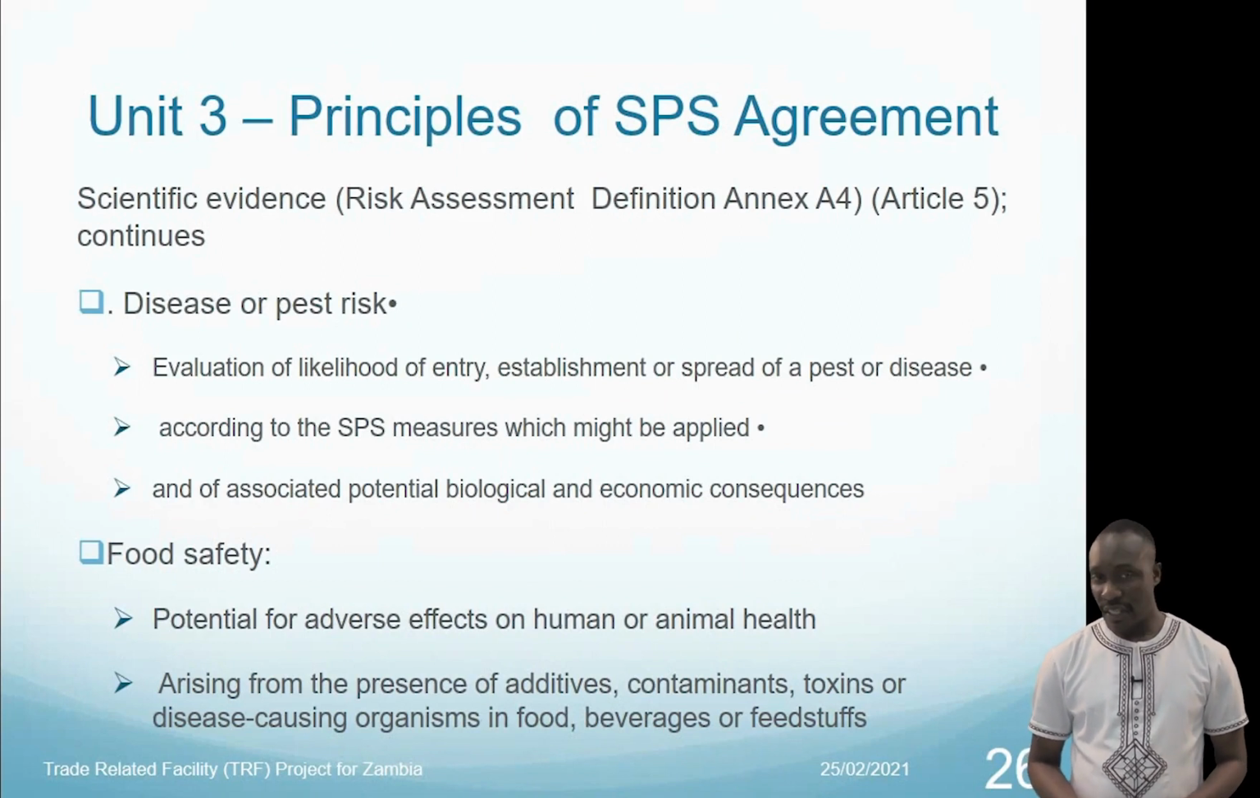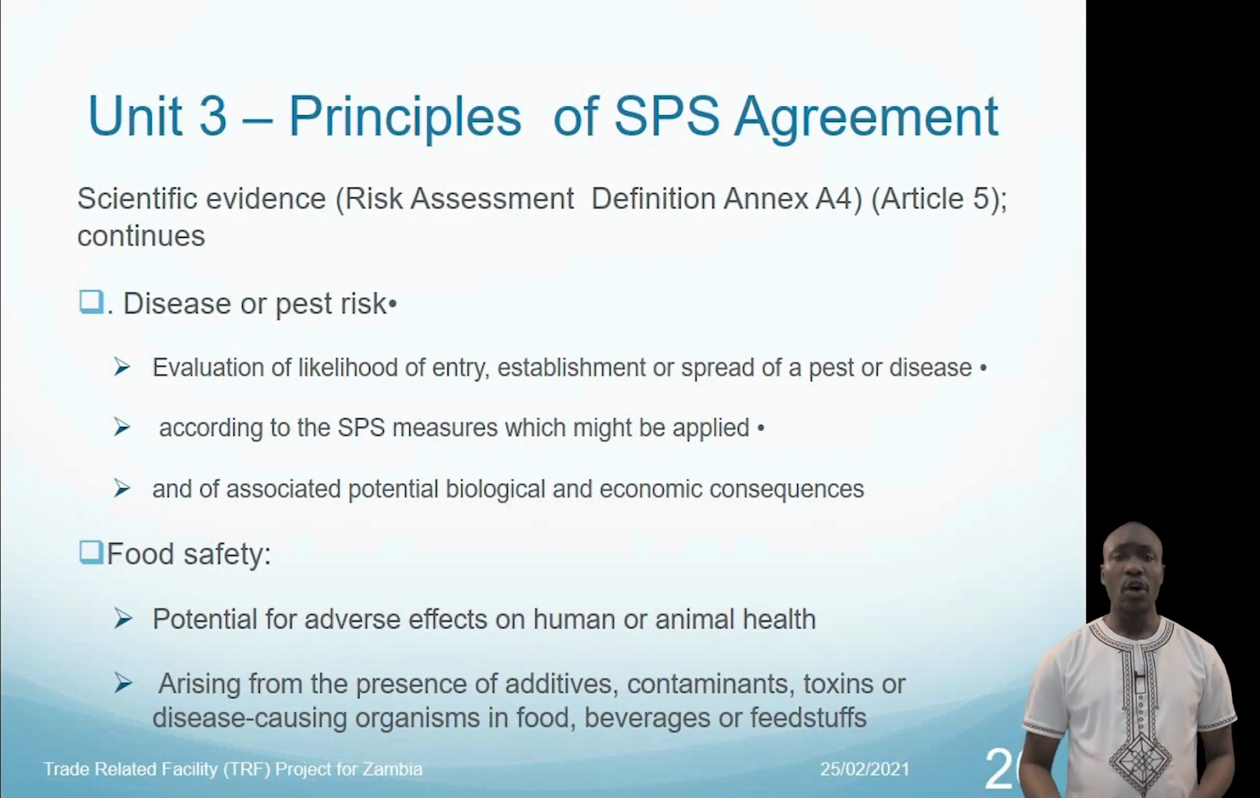With regard to disease or pest risk, the article continues to say, evaluation of the likelihood of entry, establishment, spread of a pest or disease should be done according to the SPS, which might be applied, and of the associated potential biological and economic consequences.